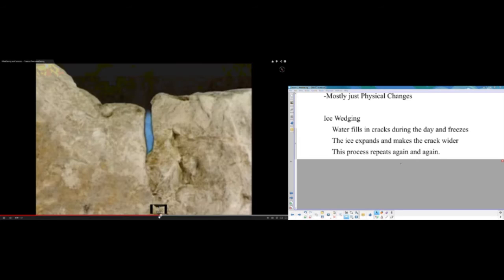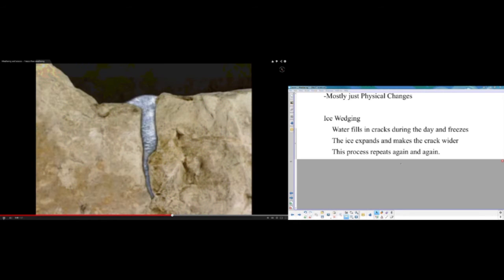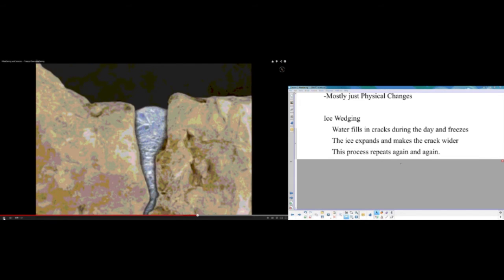We're seeing water goes into a crack. This is during the daytime. Just a little bit of water gets in here. Maybe it was raining, maybe this is dew, maybe something else gets in here. But then that water freezes, grows the crack bigger, and then the next time, even more water gets in. The next day, more water freezes, makes the crack even larger.